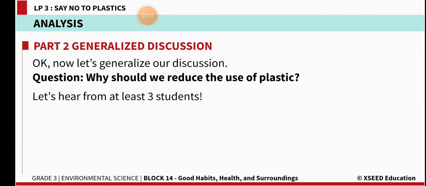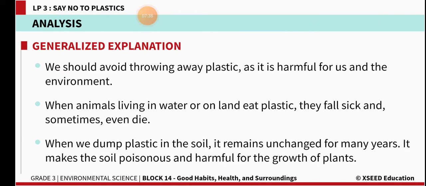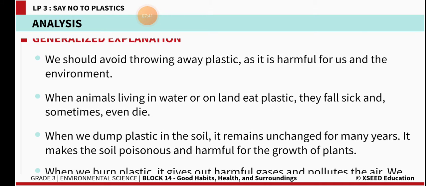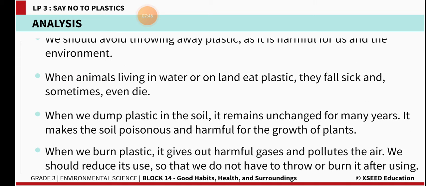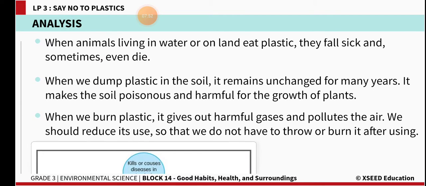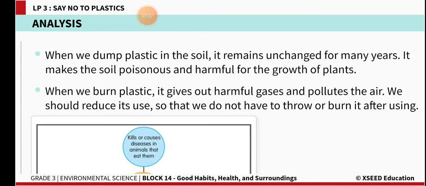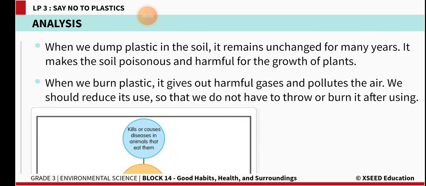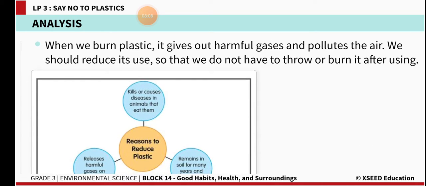Now, why should we reduce the use of plastics? To save our environment, we must reduce the use of plastics. We should avoid throwing away plastic as it is harmful for us and the environment. When animals living in water or on land eat the plastic, they fall sick and sometimes even die. When we dump plastic in the soil, it remains unchanged for many years. It makes the soil poisonous and harmful for the growth of plants. When we burn plastic, it gives out harmful gases and pollutes the air.